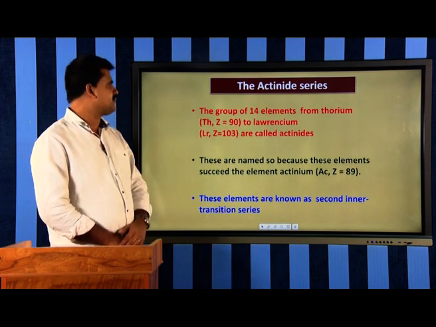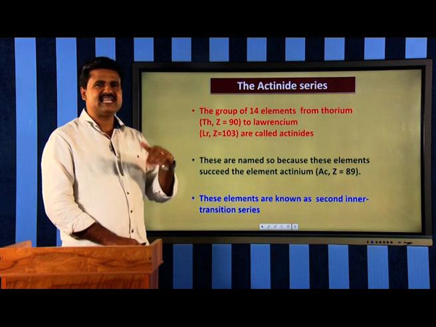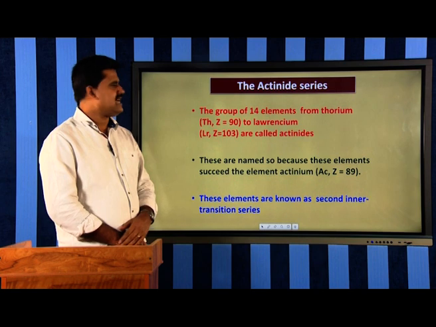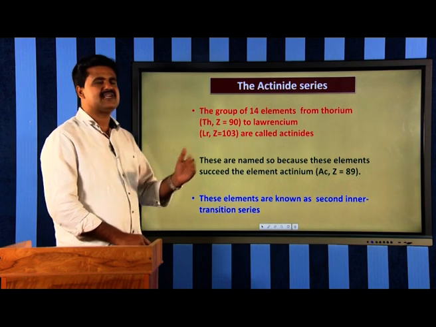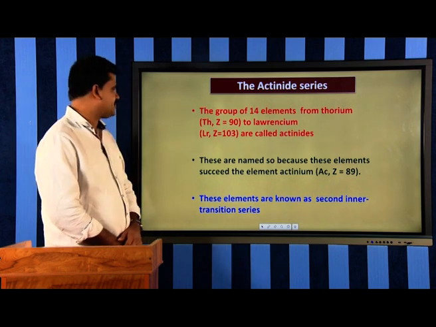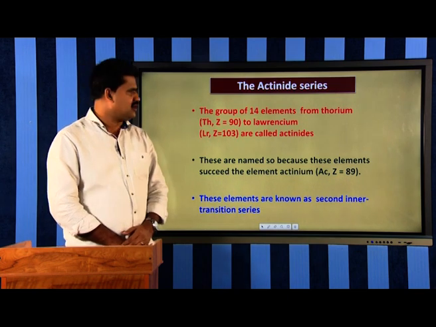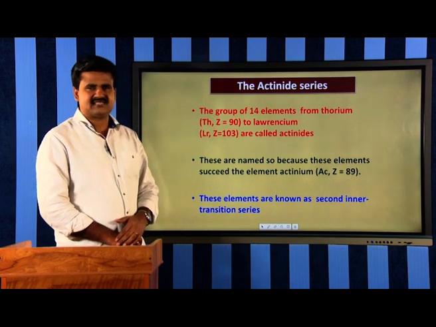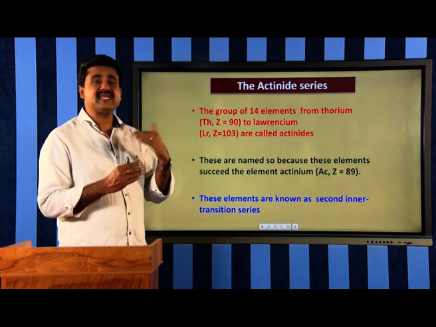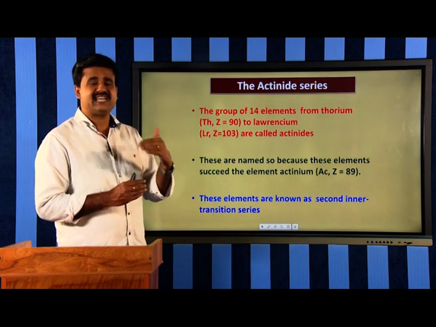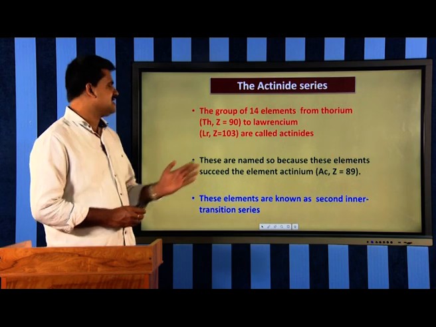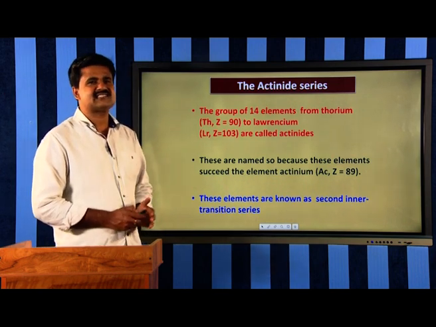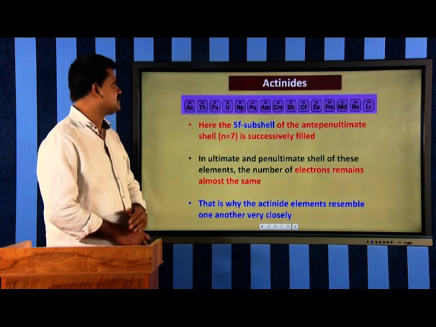The actinide series. These are a group of 14 elements beginning from thorium with atomic number 90 and ending with lawrencium with atomic number 103. These are named so because these elements succeed the element actinium. So, elements coming after actinium are named as actinides. These elements are also known as the second inner transition series of elements.